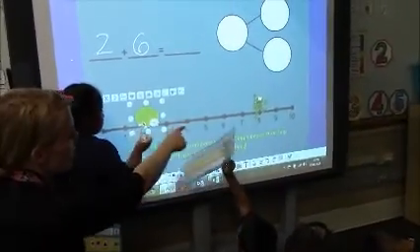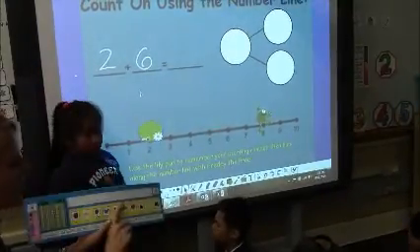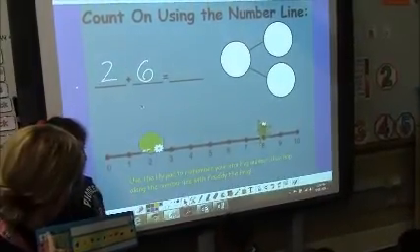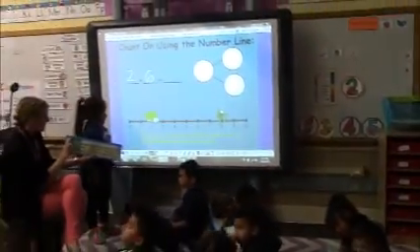She counted on by 6. So what is my answer? What number is the frog on? 8. 8. Let's try it on our number line. Put your finger on the number 2. We are counting up by 6. So let's count together. As we move our fingers.